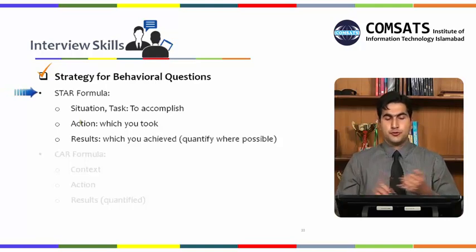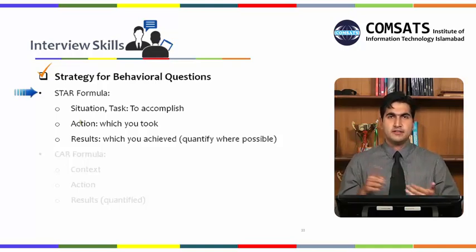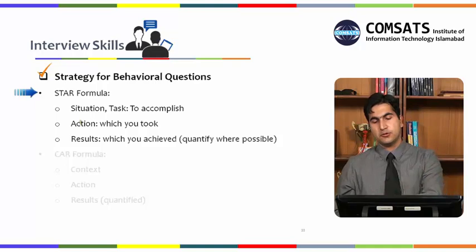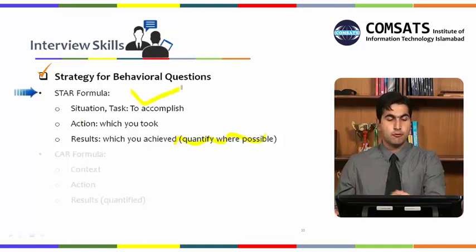STAR basically refers to situation and task: the situation in which you were involved, and the task which was to accomplish. A is for the actions which you took, and R is for the results which you achieved. And basically, if possible, you have to quantify the results as well. So this is basically the STAR formula.